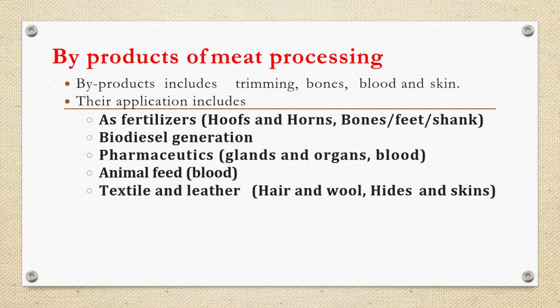And we can't forget about the byproducts of meat processing. This is a fantastic example of using the whole animal. Byproducts include trimmings, bones, blood, and skin. Their applications are incredibly diverse. They can be used as fertilizers, like hoofs and horns, and bones or feet or shank. They can be used for biodiesel generation. They're vital in pharmaceutics, using glands and organs and blood. They're used in animal feed, again often using blood. And they're crucial for the textile and leather industries, using hair and wool and hides and skins.